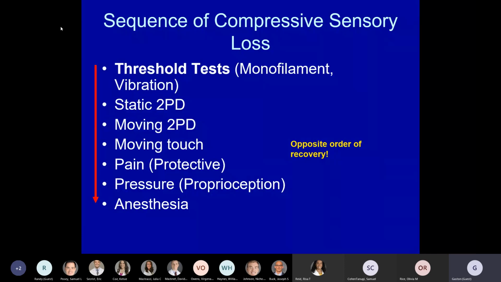The other way to ask it is a patient has a complete nerve laceration. As that nerve recovers, what's the last thing that will normalize? And the arrow would just go the other way. So it'd be monofilament vibration threshold testing.